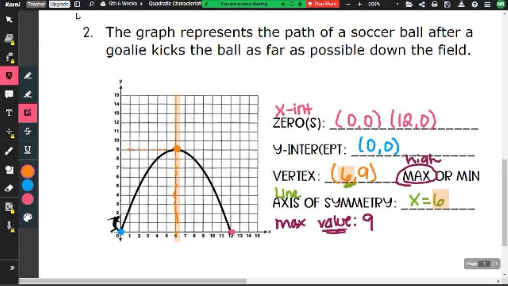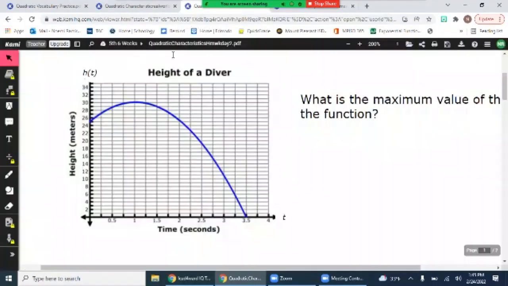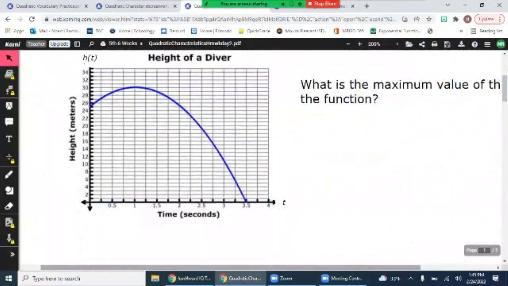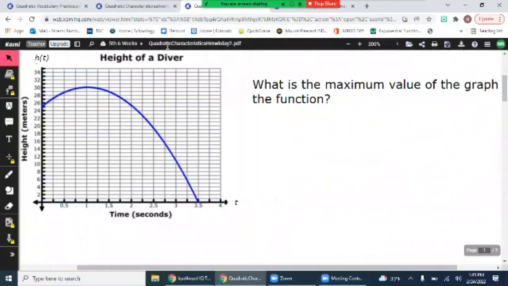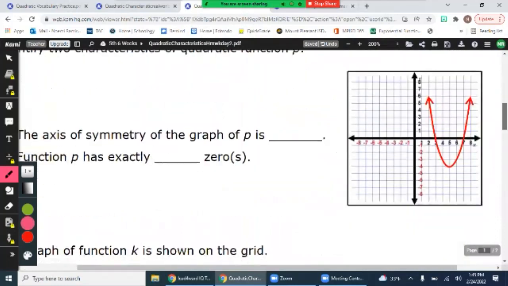So let me go over a couple of things on the assignment before I give it to you. I'll leave these little notes up here. Number 1, we just talked about it. When I'm asking for the maximum value, I'm asking for what? I don't want an answer, I want the explanation. If I'm asking for the maximum value, I'm asking for which value? Y value. How high does it go? We're looking for the Y value.